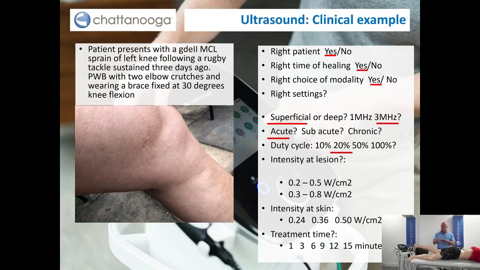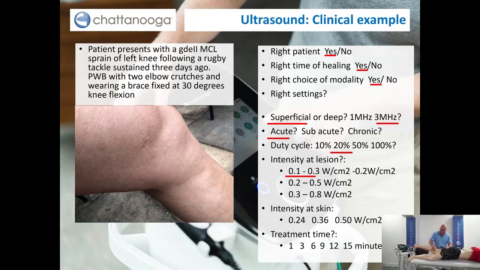Now, the intensity we want to use, it's quite an acute presentation, so we're going to use between 0.1 and 0.2 watts per centimetre squared. For some reason they've got lost off the slide. 0.1 to 0.2 watts per centimetre squared at the site of the lesion.